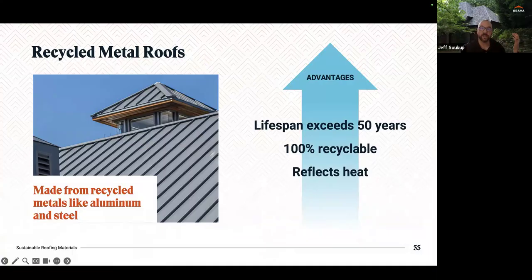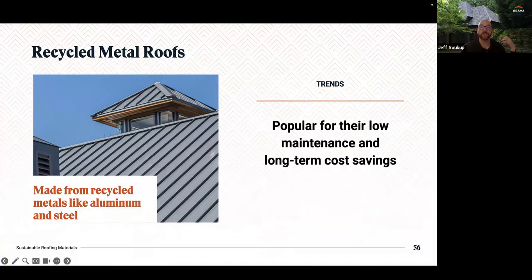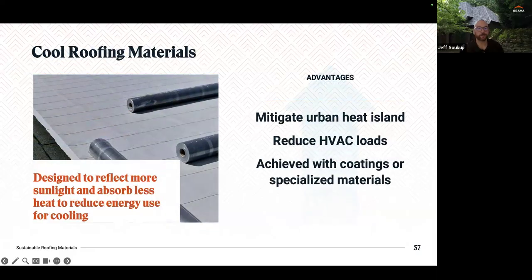They're recyclable at the end of the use, and they reflect heat. So they will increase the performance of your building. They're low maintenance, with long-term cost savings because they are a great material.